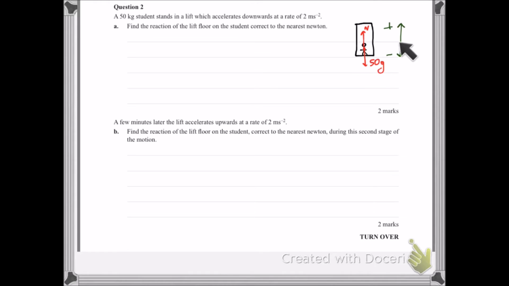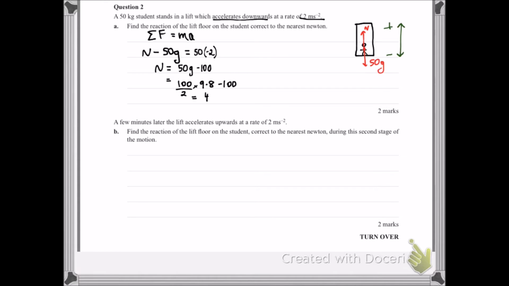And it's important to identify the direction. Up will be positive, down will be negative. So we always start with Newton's second law, sum of forces equal to mass times acceleration. So we add our forces together, and recognizing that the acceleration is downwards, we have to make sure we've got a negative value for our acceleration, so negative 2. And we can solve for N, and we get 390 newtons.